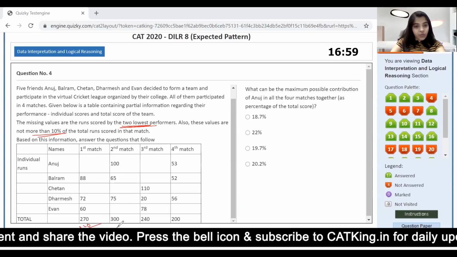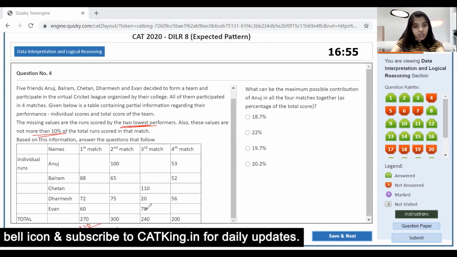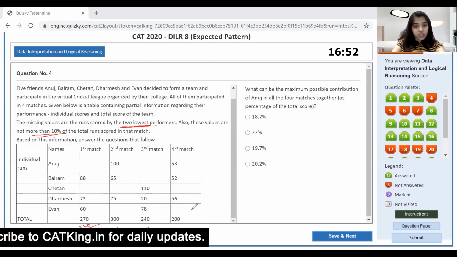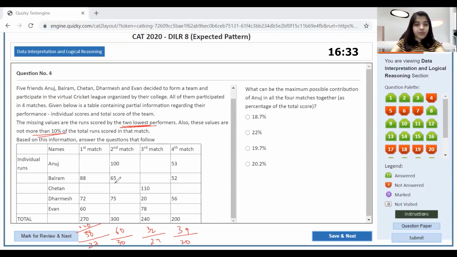14, 240. We have remaining 60 runs here. 110, 20, 30, 208. We have 32 runs remaining here. And 50, 150, 61. We have 39 runs remaining here. Fine. And also we know here the limit for them scoring, the 2 players scoring is 27, 10% of this. Here it's 30. Here it's 24 and here it's 20.